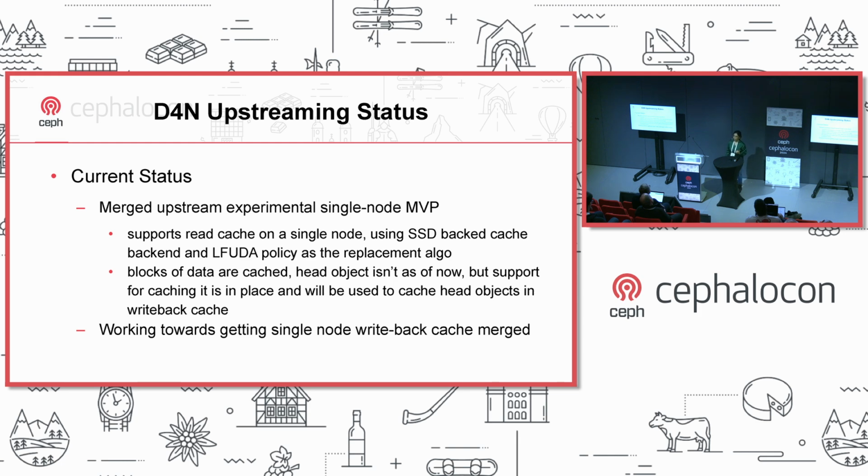So now moving on to the upstreaming status of the D4N project. The current status is that we're trying to incrementally upstream parts of the D4N code. So early this year, we have merged an experimental version of the read-only cache, which is based on the SSD-backed cache backend and LFUDA cache replacement algorithm. So this did not include the caching of head objects. It only had the caching of tail objects in place.